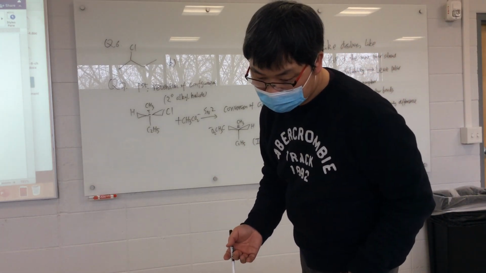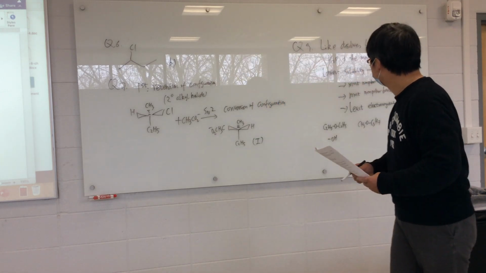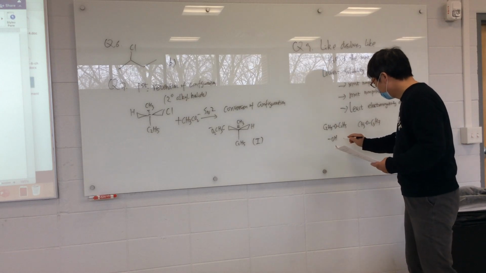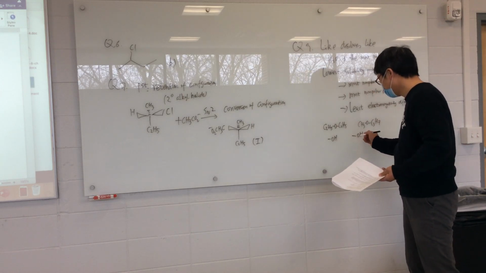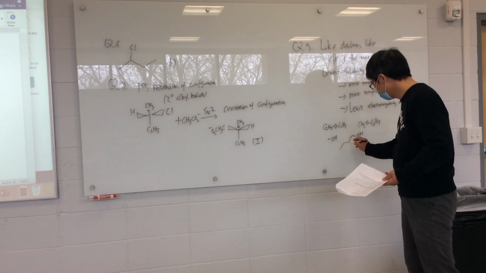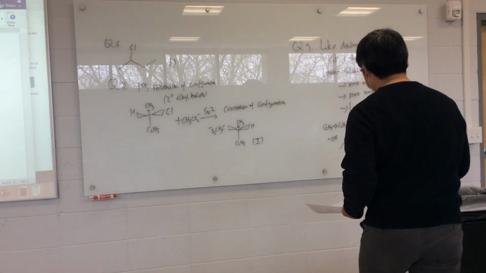And then compound 4 has two OH groups, right? Two OH groups. To save time, I will not draw them all. 1, 2, 3, 4. Okay, this is compound 4. And the last compound is pentane.